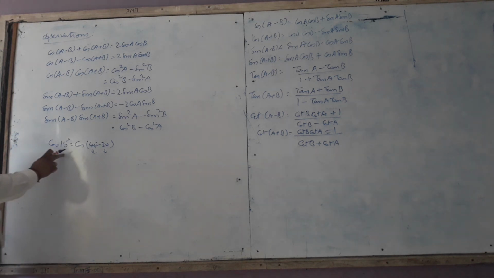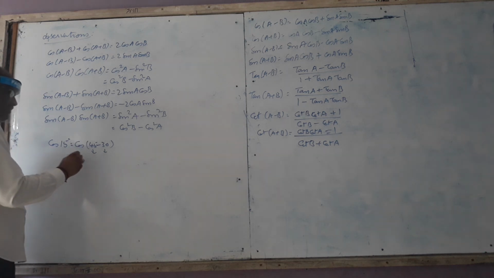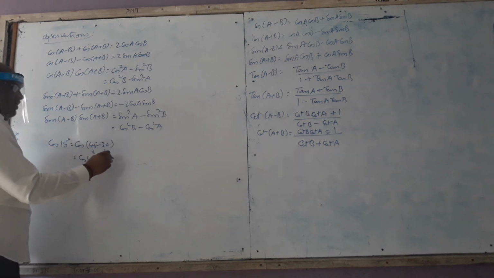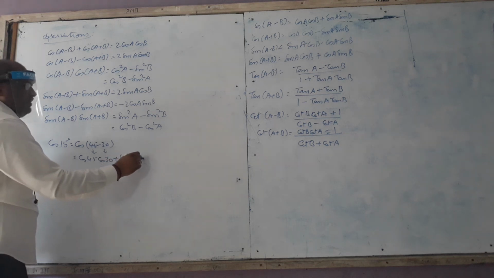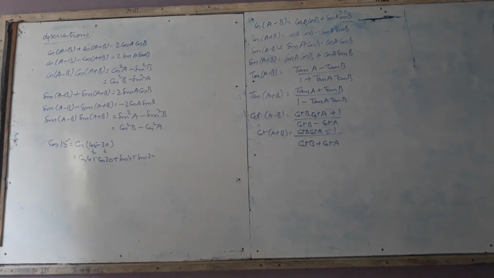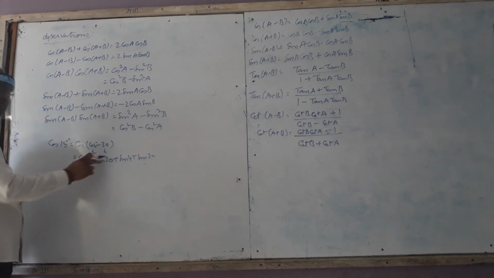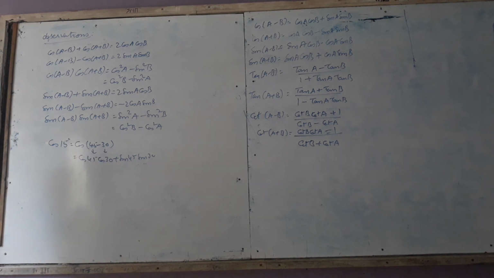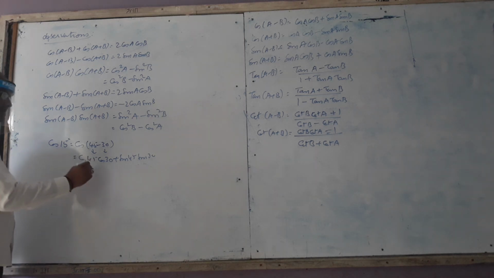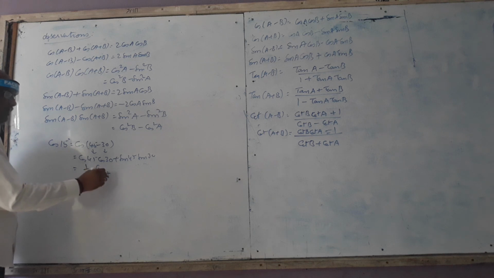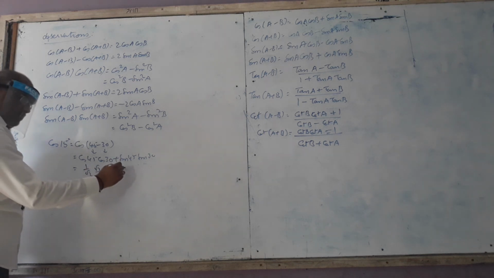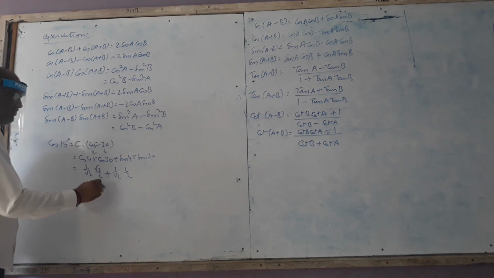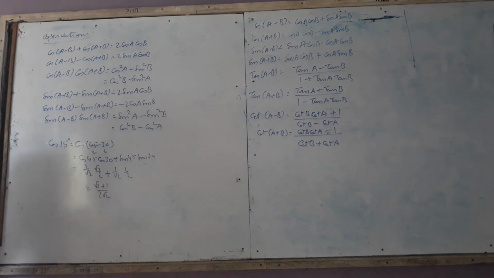Cos 15, I will write 45 minus 30. By definition, cos 45 cos 30 plus sin 45 sin 30. Is it not the definition of cos of a minus b? We know all the trigonometric ratios of 45 and 30. You must write them compulsorily. This is 1 by root 2, cos 30 is root 3 by 2, plus 1 by root 2. So I write root 3 plus 1 by 2 root 2.